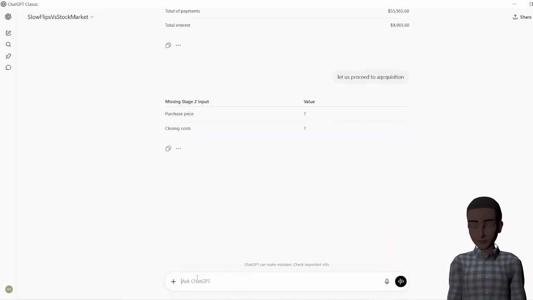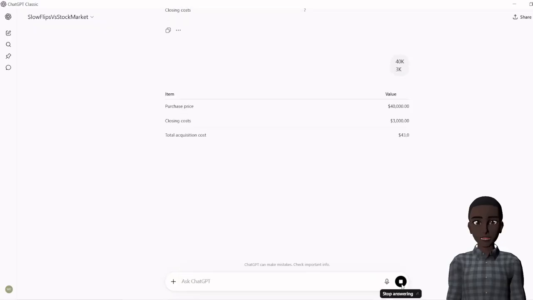We'll set the purchase price for this property at $40,000 and closing costs at about $3,000. And if you are a Canadian watching this and wondering where are there properties for $40,000, I encourage you to look up Zillow or Realtor.com and check out a few states, including Michigan and Illinois, and the list goes on.